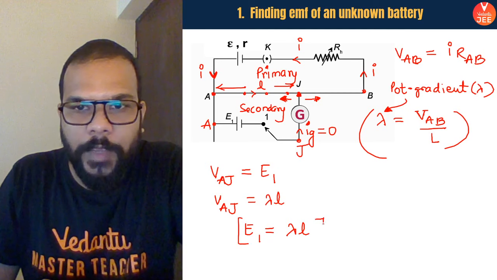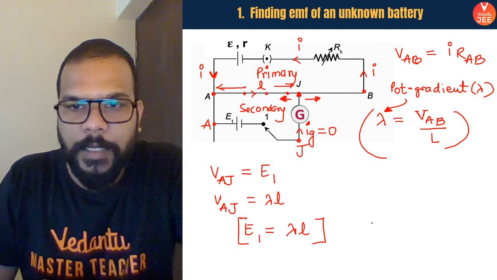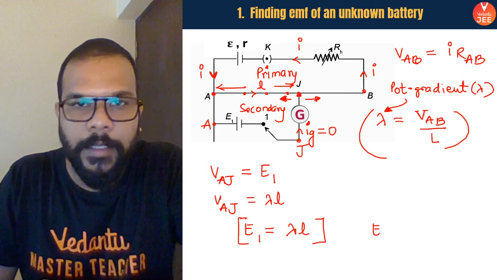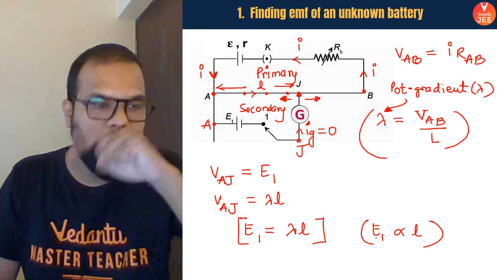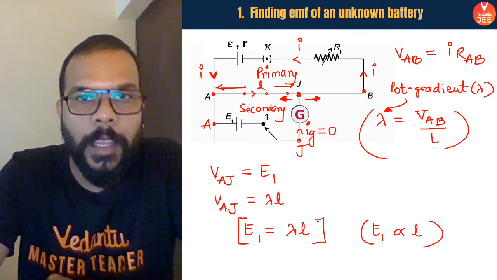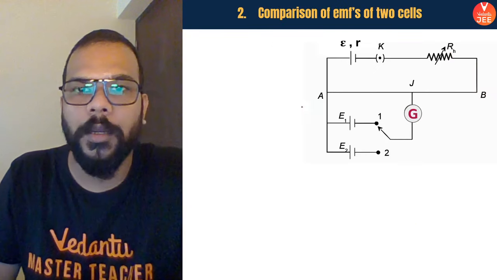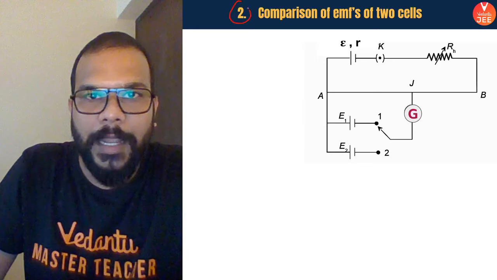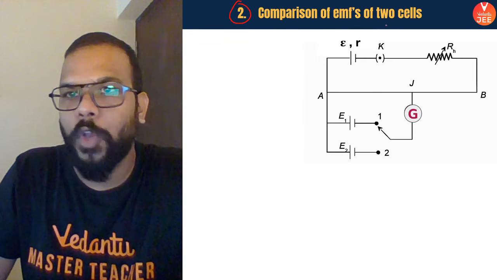So this is how we are able to find out the value of the unknown EMF E1, and we can simply from here also comment that this E1 is proportional to the balancing length. Means what? More be the potential of this unknown battery, more be the balancing length. Okay, and that is where it will give us a breakthrough to go and talk about the second application, and that is where we talk about the comparison of EMFs of two cells.